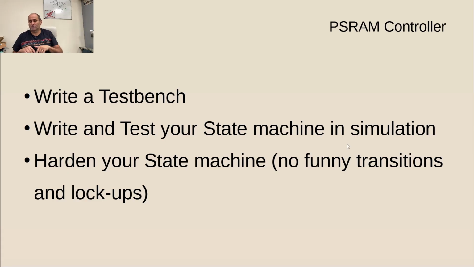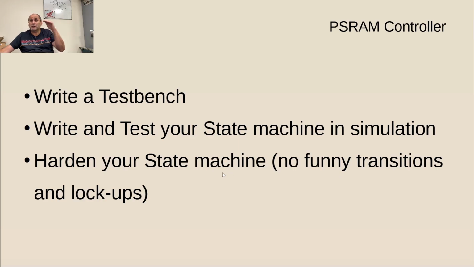So, we need to start coding the state machine. We need to define the states, which we just did. We need to enumerate all the states that we want, and write the state machine. Then a very important step is to harden your state machine.